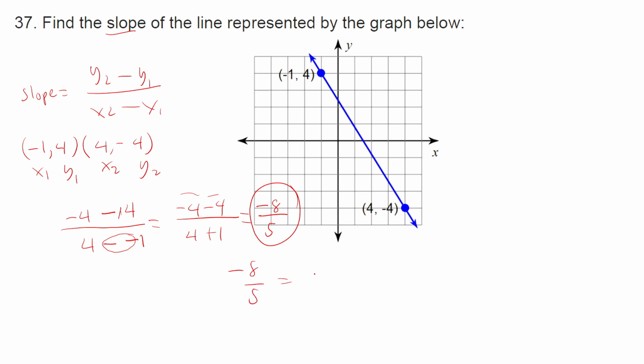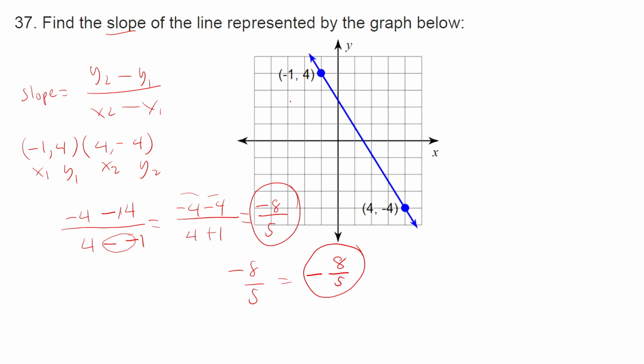Or actually, the other answer could be negative and then 8 over 5. Either of these two is acceptable. But if you ask me which one is the most appropriate form, this one is the most appropriate answer. However, either of these two answers could work.